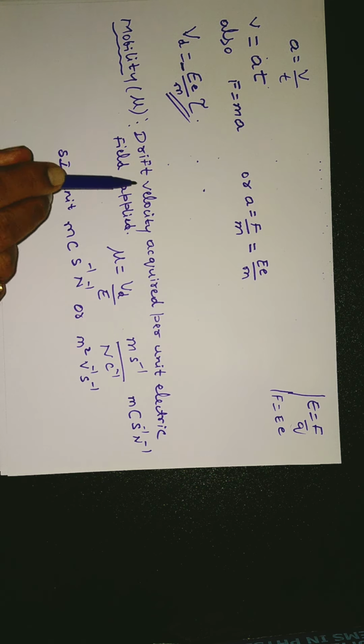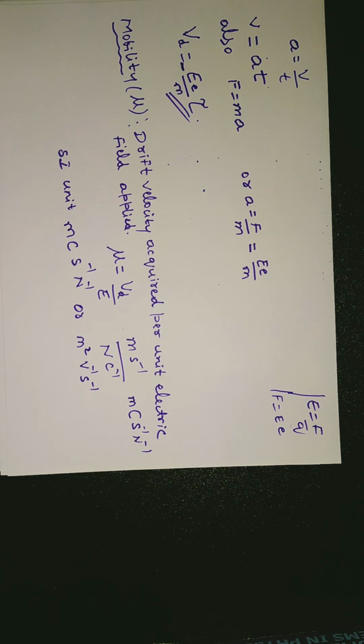Mobility is the drift velocity acquired by an electron per unit electric field applied. So mu is given by Vd by E. Vd means drift velocity, which is meter per second, and electric field is Newton per Coulomb. So the SI unit would be meter Coulomb per second per Newton, or it may also be written as meter square per volt per second.